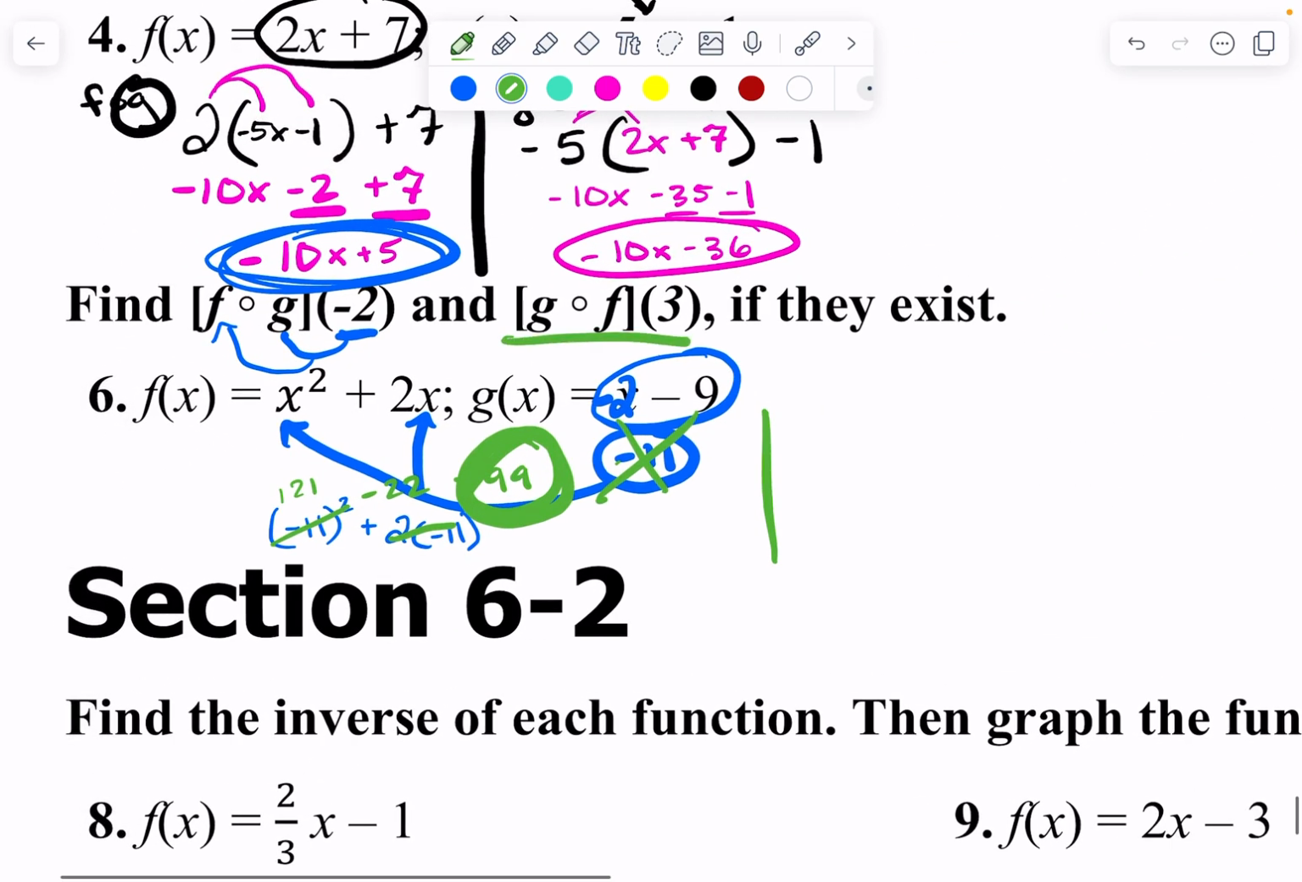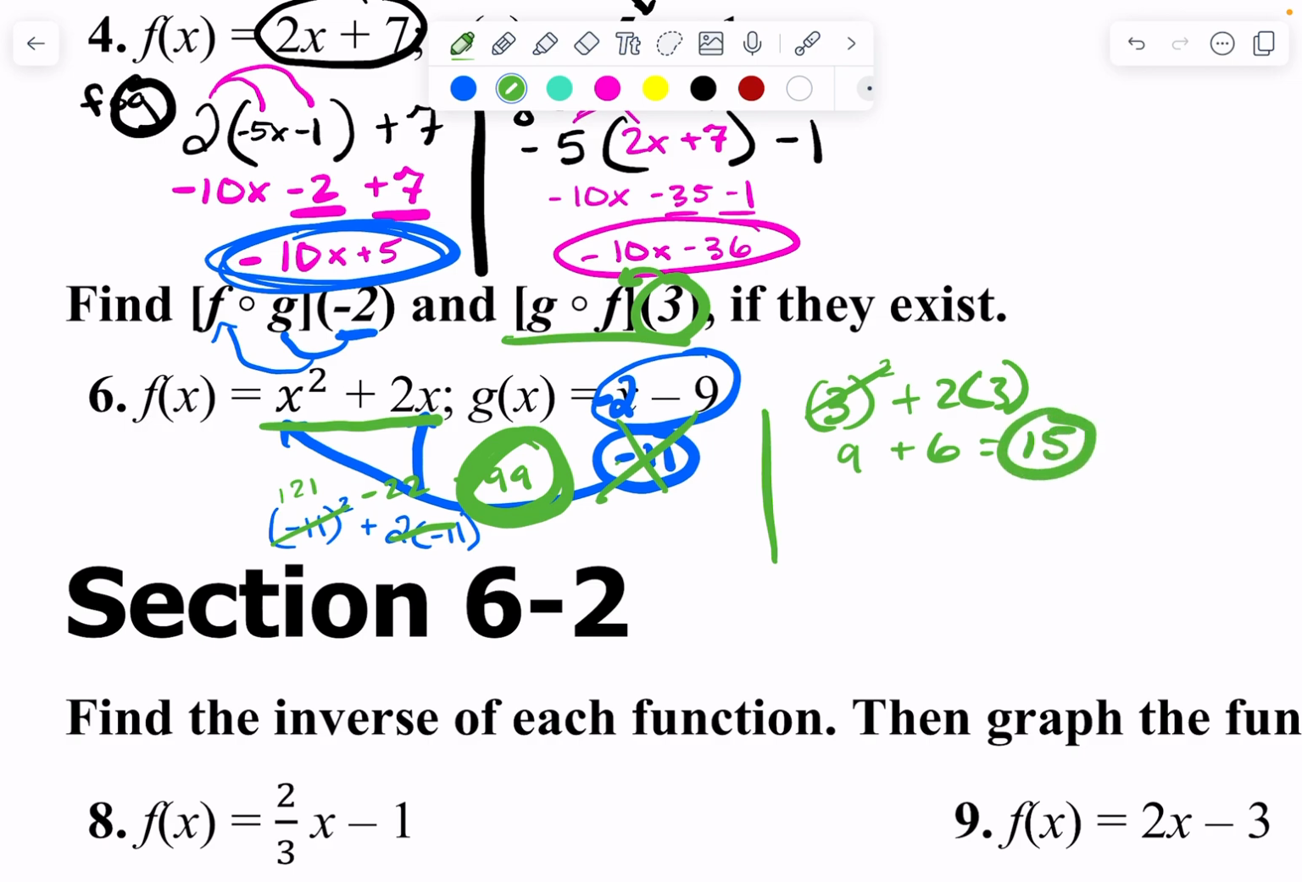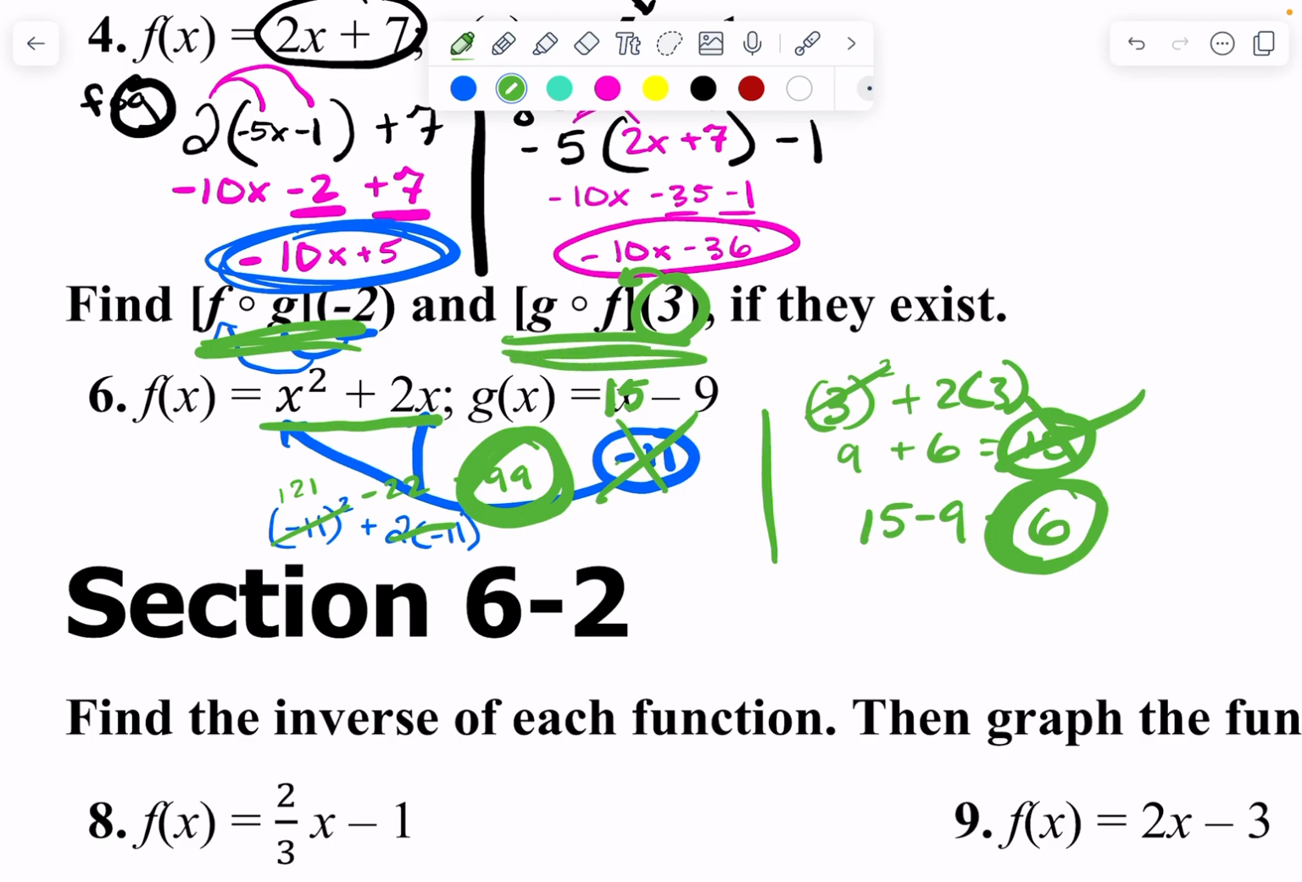Oh, shoot. Then they want me to do another one. They want us to find G composed of F of 3. So 3 is going to go in, but it's going to go into the F function first. So I'm plugging it in here. 3 squared plus 2 times 3. 3 squared is 9, 2 times 3 is 6, so that is 15. Now that 15 is going to go into the G function, which I've covered up here. So 15 minus 9 is going to be 6. So the overall final answer is 6. 15 helped me get to that point. So the first answer is 99, the second answer is 6. There are 2 answers to each problem because there are 2 things that we need to plug in.